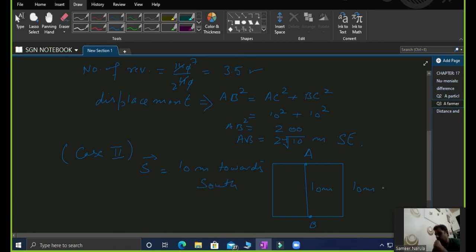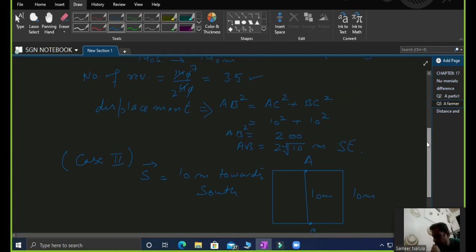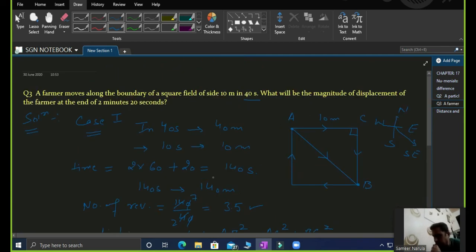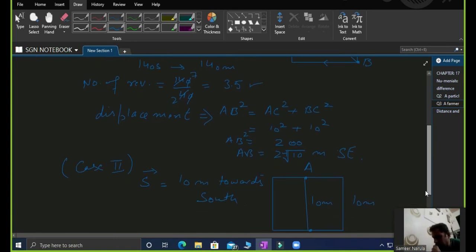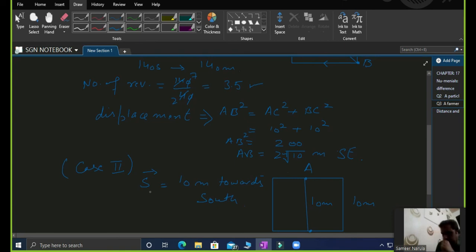Okay, so right now we know about the question which we have. This is the NCERT question as well. In this situation, we have just seen the two cases, how we calculated the displacement and how the direction was very important. So that was what we have.